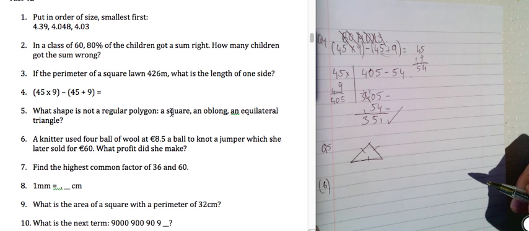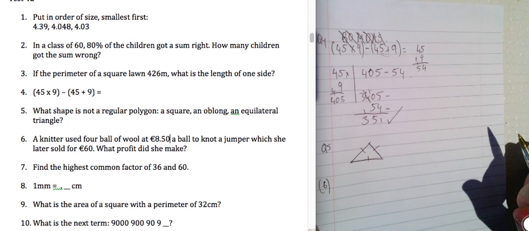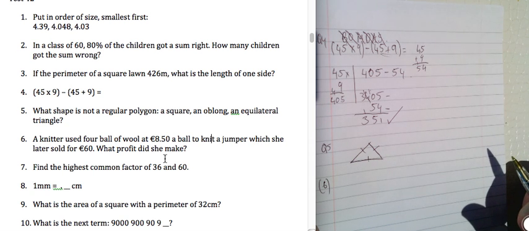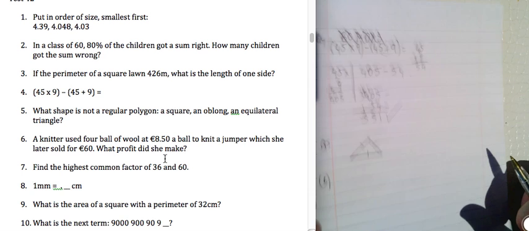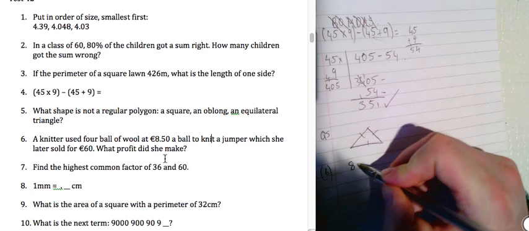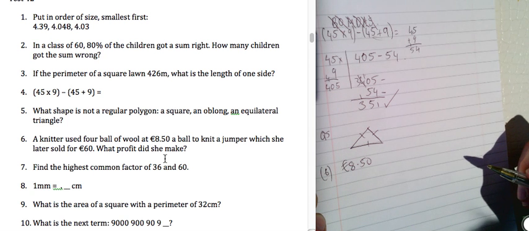A knitter used 4 balls of wool at €8.50 a ball to knit a jumper, which she later sold for €60. What profit did she make? So €8.50 per ball of wool. How many balls of wool did it say that she would have used?